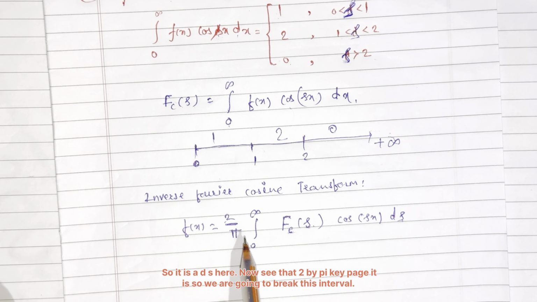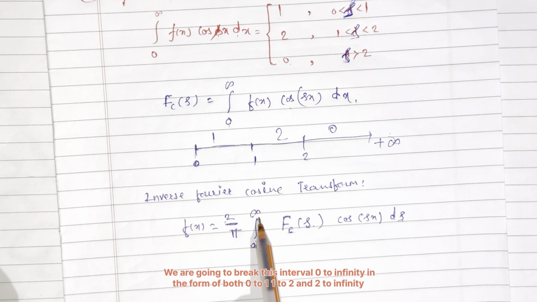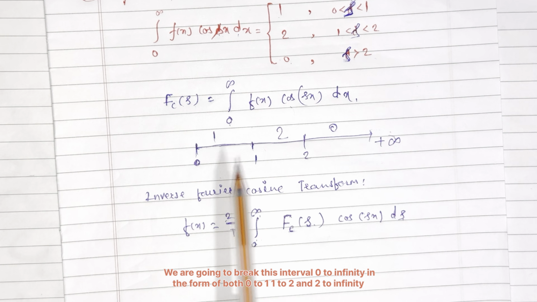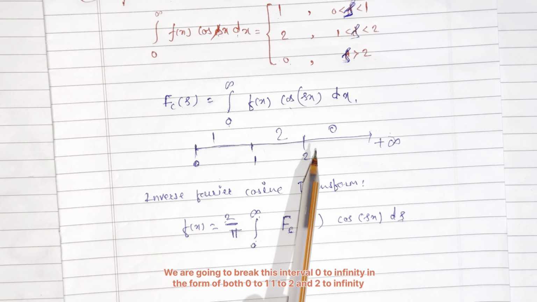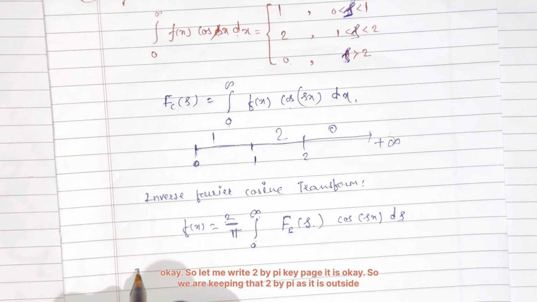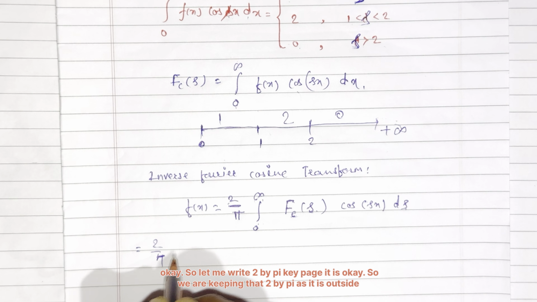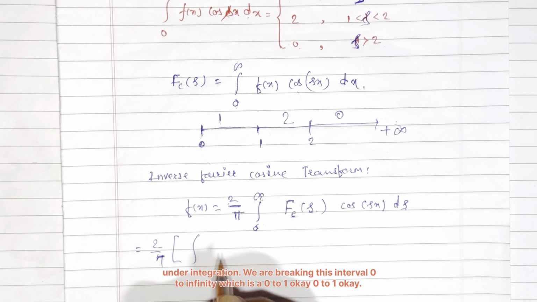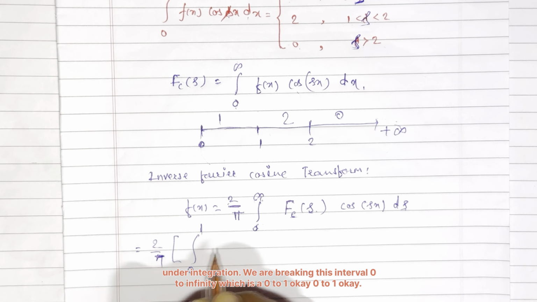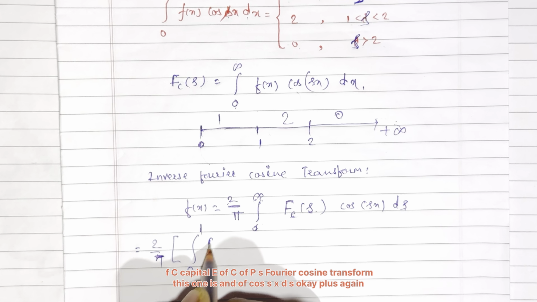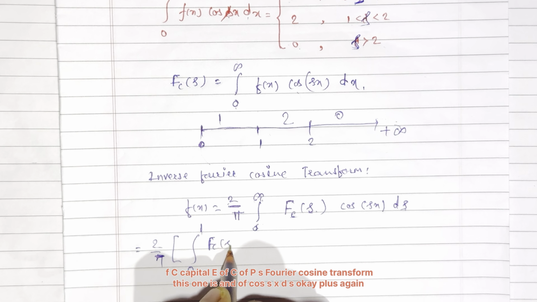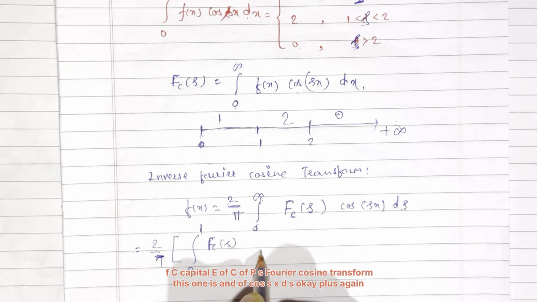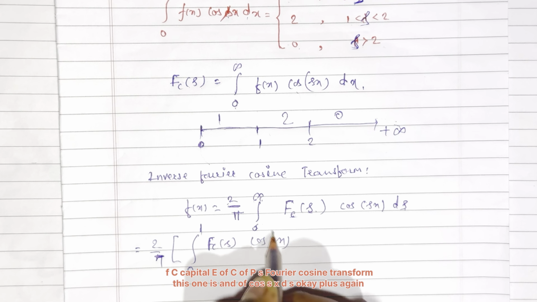Now see that 2 by pi keep as it is. So we are going to break this interval 0 to infinity in the form of 0 to 1, 1 to 2 and 2 to infinity. So let me write 2 by pi keep as it is outside. Under integration we are breaking this interval 0 to infinity, which is 0 to 1. Okay, 0 to 1, capital F c of s, Fourier cosine transform, and cos sx ds.